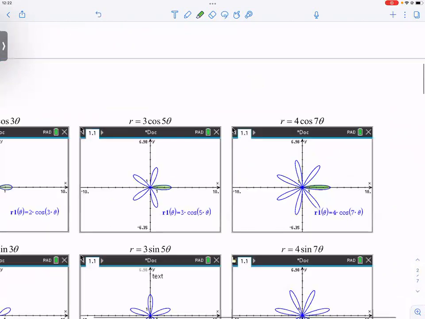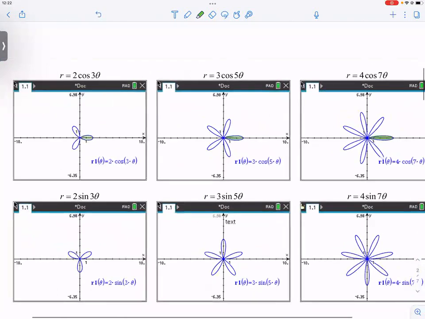And speaking of petals, officially the names of these shapes are called roses, which I would say I mildly disagree with because I don't see how they are like roses. But whatever, they're called roses and they have petals. And then we say, well, how do you figure out the number of petals? How do you know the number of petals for these graphs?